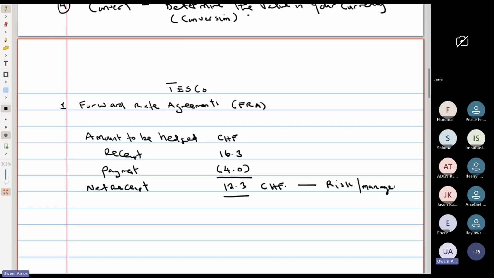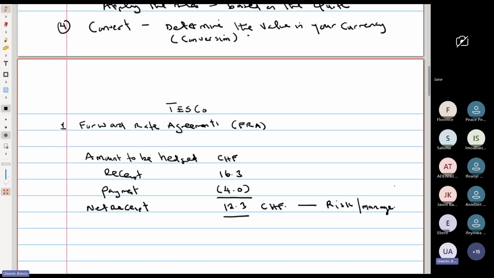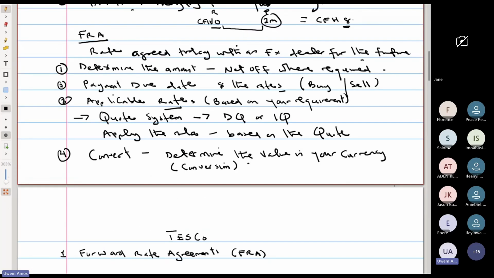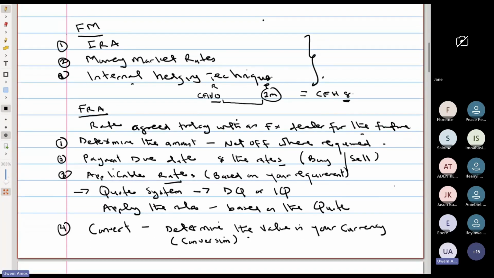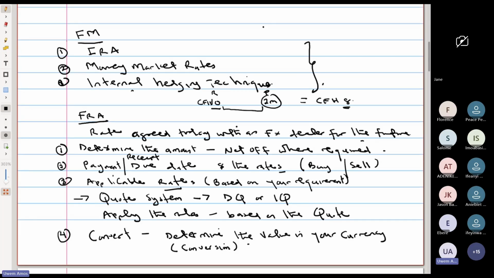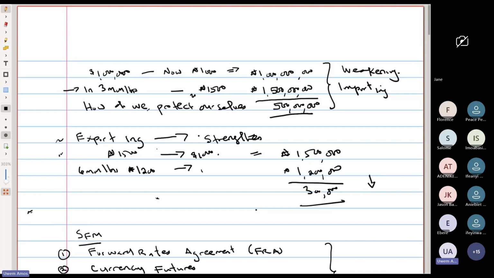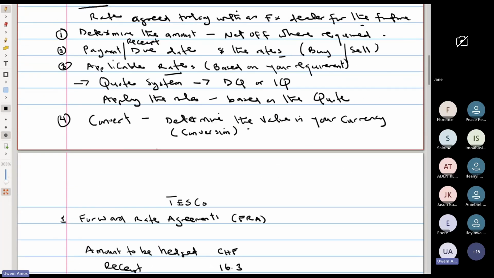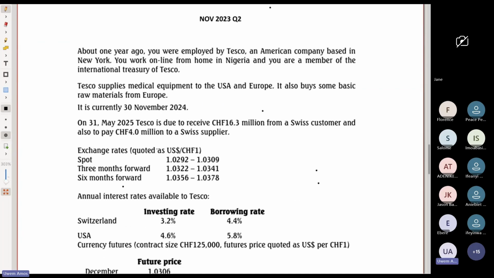Okay, so now that we know what we're expecting and it's not coming now, we go to an FX dealer and we tell the FX dealer, please, can we agree an exchange rate now for the future on our Swiss franc? So this number 2 should be payment or receipt, depending on what you're trying to do. If you're trying to make a payment, that will be the payment due date. If you're expecting money, that will be the receipt due date. So you go to the FX dealer and ask, can we agree an exchange rate now for the future? And the FX dealer says, okay, no problem.